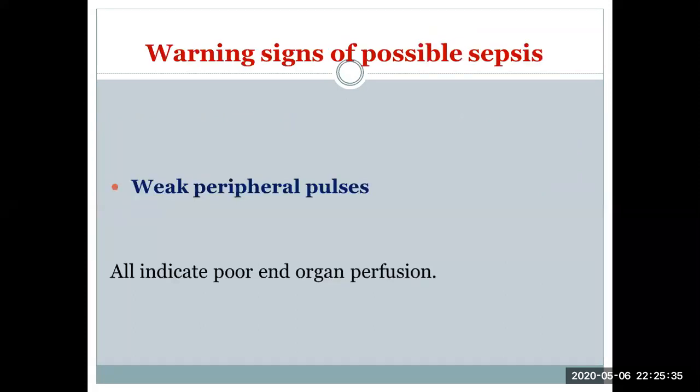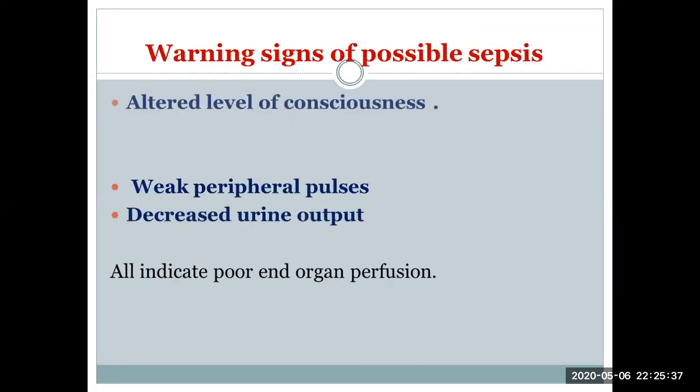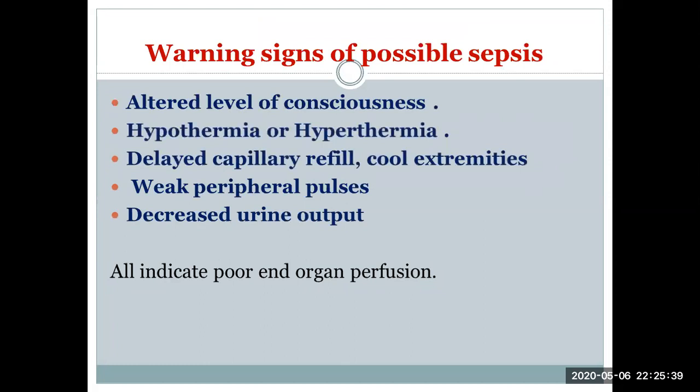So, warning signs of possible sepsis include the following: altered level of consciousness. This is a very important sign, and I will tell you how to interpret that. Hypothermia or hyperthermia, or none. Hypothermia is one of the sepsis signs. Don't neglect that the patient is not febrile but doesn't have a normal body temperature. So hypothermia is as significant as hyperthermia. Delayed capillary refill, cool extremities.